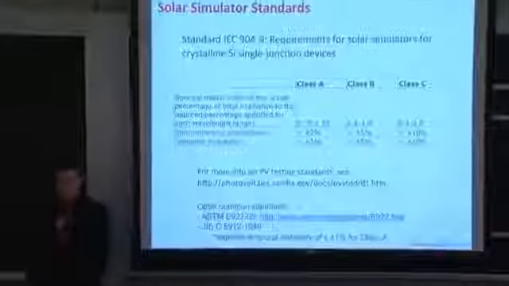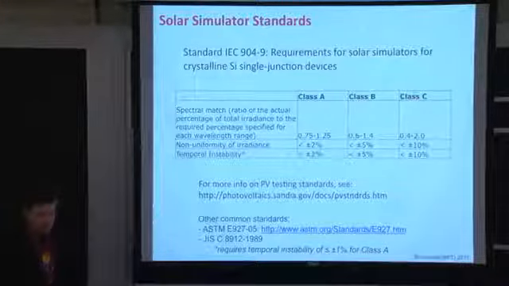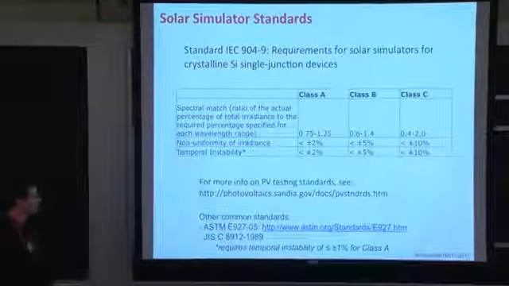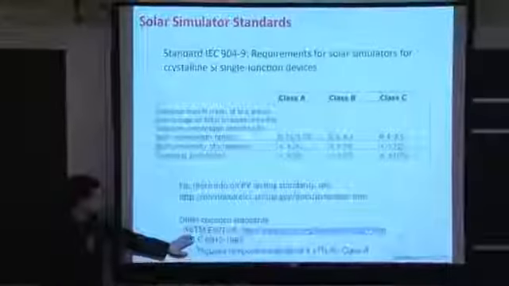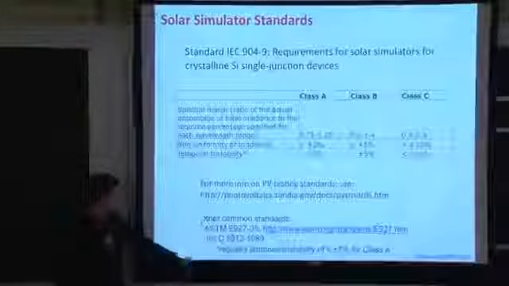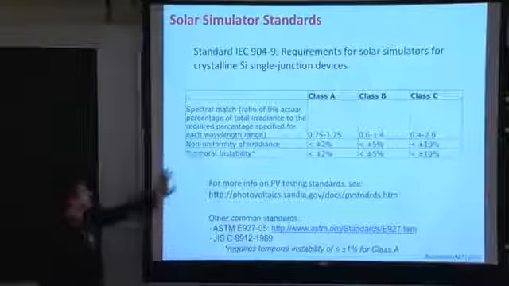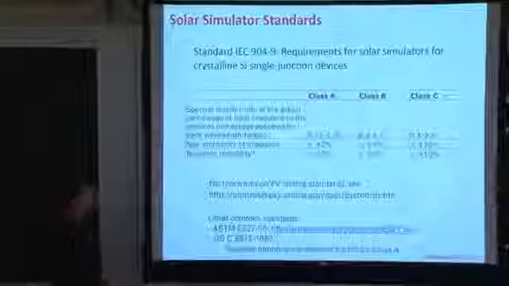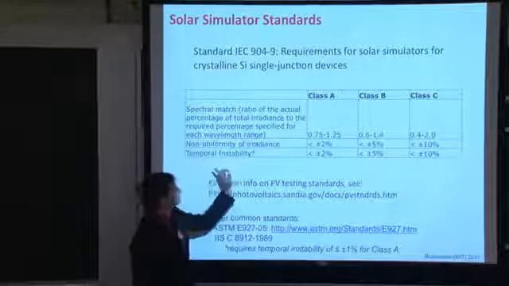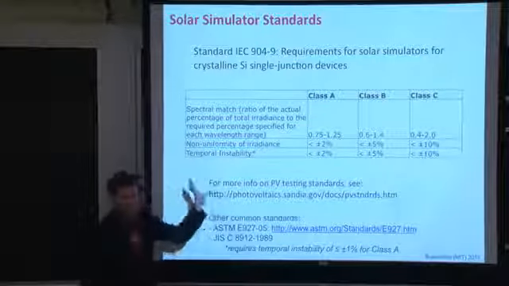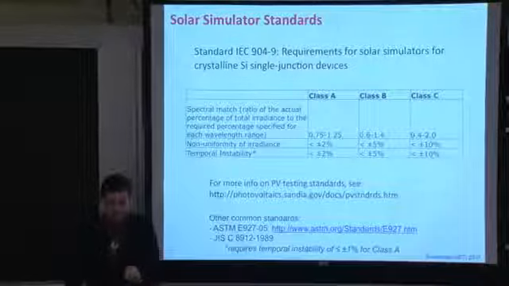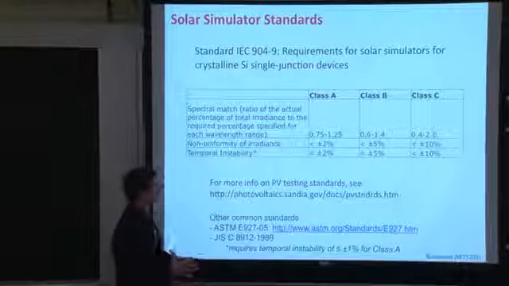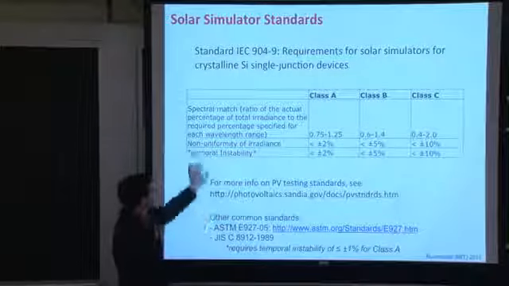In terms of standards for ranking different types of solar simulators, there are 3 classes according to the IEC standards. There are as well other common standards. There's a standard used in Japan and the ASTM standards as well. But let's focus on the IEC 904-9. These are the requirements for solar simulators measuring crystalline silicon single junction devices. So it's a very specific standard. And in a few slides, we'll explain what the potential differences are when you're measuring other types of solar cell materials.